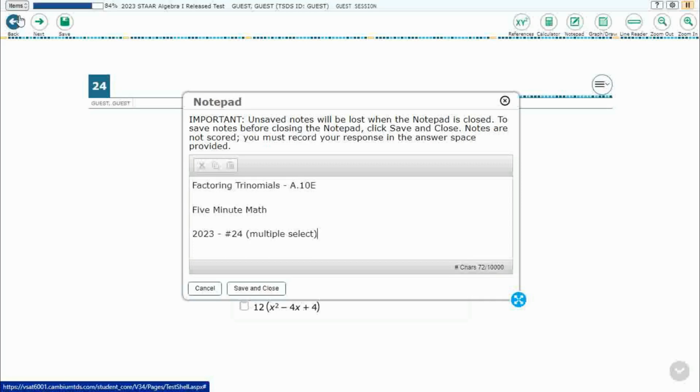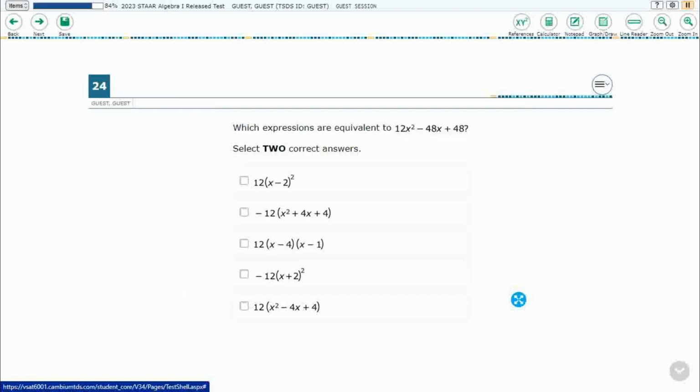Today we are looking at the Algebra 1 concept of factoring trinomials. This is standard A.10E in the great state of Texas, and we are using item number 24, which is a new item type called multiple select of the 2023 released STAAR test. If you haven't done so already, please go ahead and take a moment to pause the video, work this problem out on your own, unpause it, and we will look at our answers together.